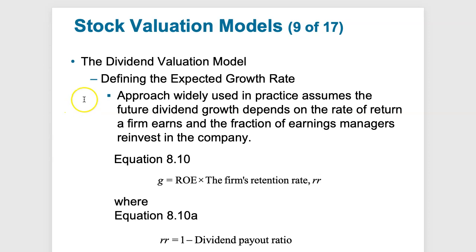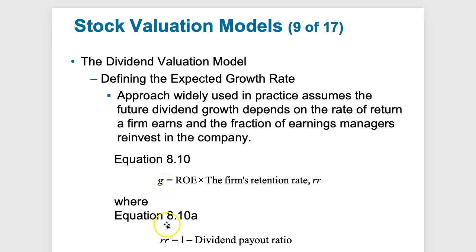Now, if we use this expected growth rate, and this is pretty well utilized, we're assuming that the future dividend growth depends on the rate of return on earnings and the fraction of earnings the managers are going to reinvest in the company. So we have to make sure those assumptions are stated by the company or assumed. So G is going to equal the return on equity times the firm's retention rate. So that's one formula to keep in mind.